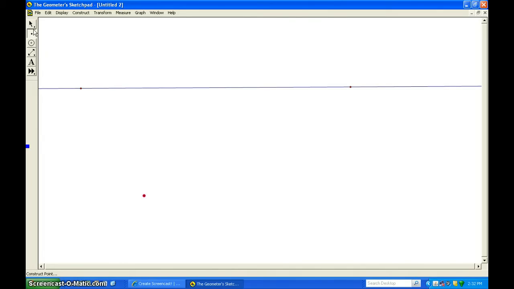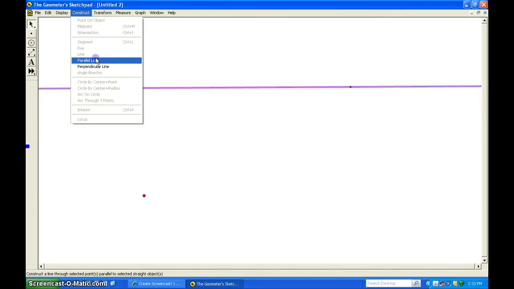Now we're going to go back. This is the select tool, and I want you to make sure that this point is selected and that this line is selected. Now we're going to create a parallel line with both of these selected, a line that's parallel to this one. So now we clicked on the construct parallel line.